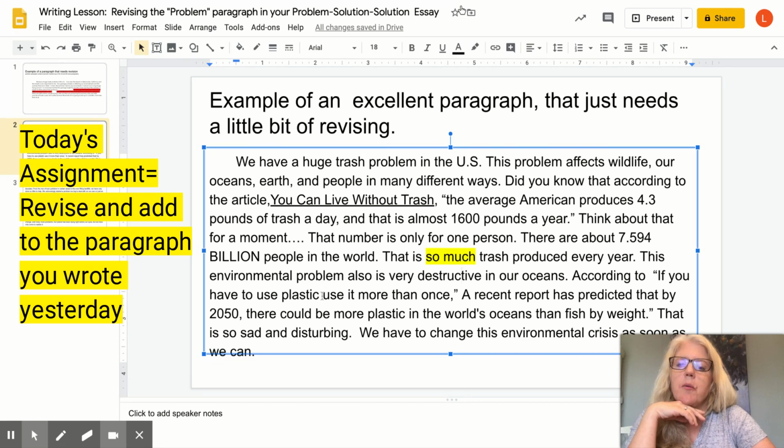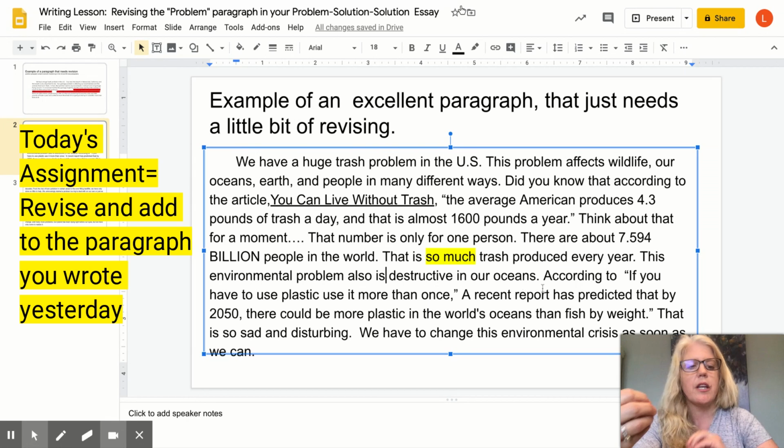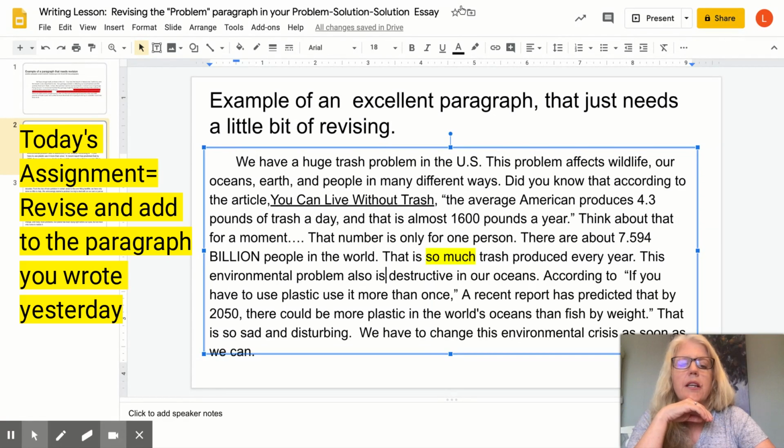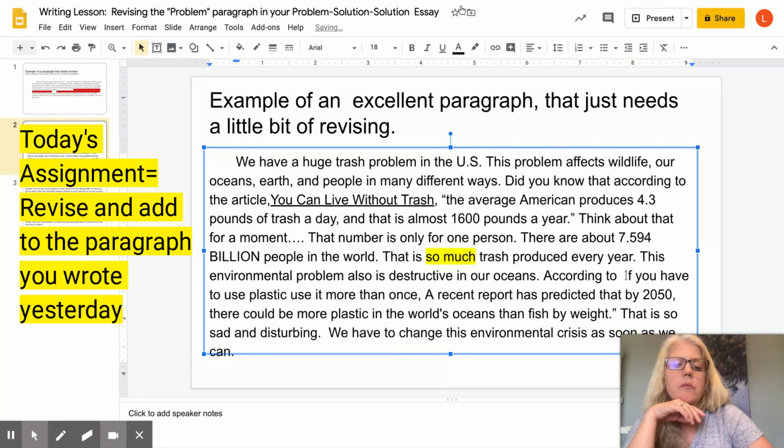This environmental problem is also very destructive to our oceans. Destructive is a pretty powerful word, so I'm just going to take out very. We don't need it. When we use words like very and so, it makes our writing sound a little bit younger. According to, if you have to use plastic, use it more than once. So I know sometimes you can use quotation marks to cite a source. In this essay, I want you to underline instead, because we're using quotations from articles.